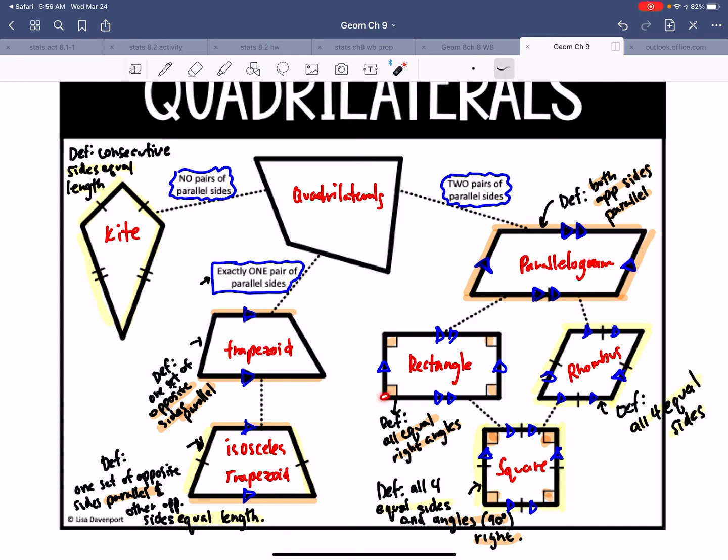Let's see. Well, a rectangle, yeah, this would cut. When I say bisect, I mean cut these pieces in half. So I'm saying this distance is the same as this distance, and this distance is the same as this distance. All four of those pieces would be equal. Same with our square, and actually same with our parallelogram and our rhombus.